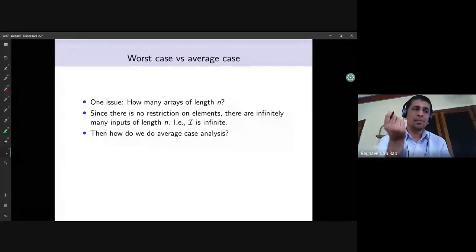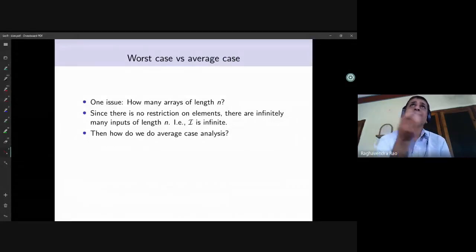See, an infinite domain is as such not a problem. If it was a continuous domain, you know how to sample. Say if it is the set of all real numbers, there is a way to sample real numbers in a particular interval. It can be done.